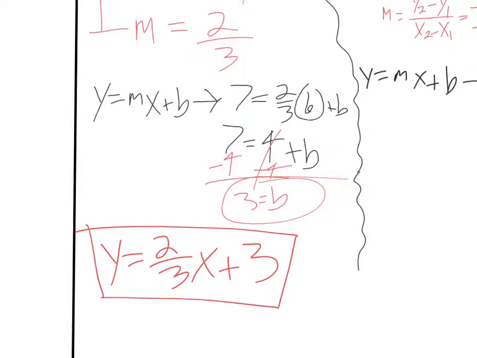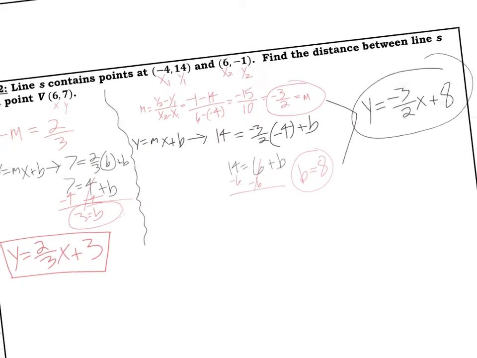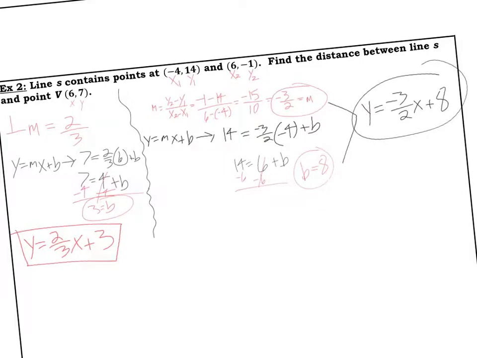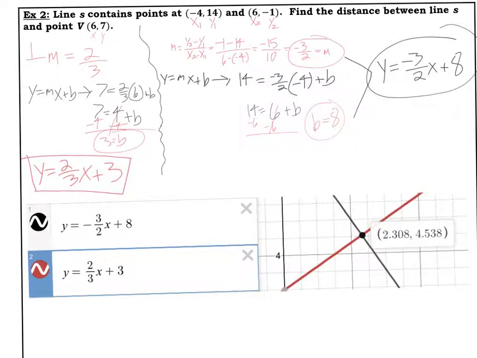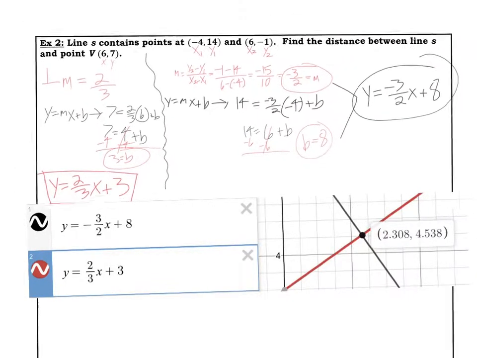So what you need to do now is graph these two equations that we got and then get the intersection. So when I graph my two lines, negative 3 over 2x plus 8 and then 2 over 3x plus 3, and then I graph it in Desmos and just tap where the intersection is, this is what it gives me. This is probably a rounded number, but that's okay. It's good enough to calculate the distance for this problem.